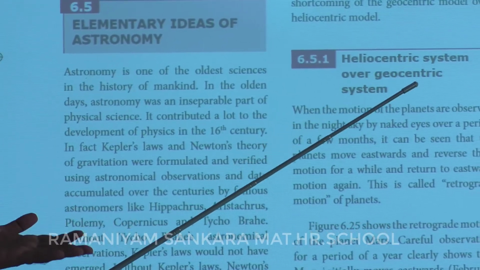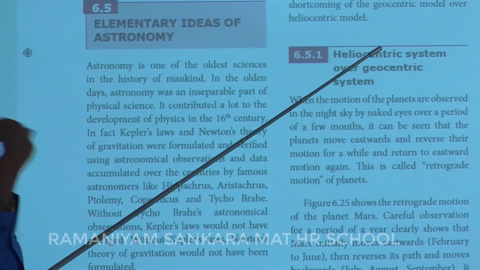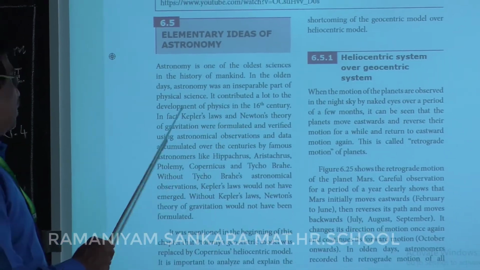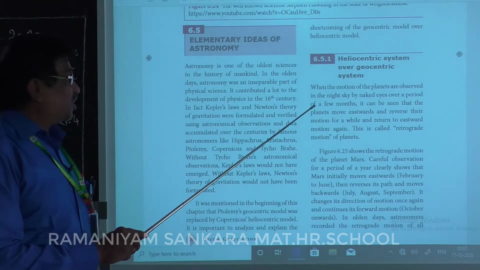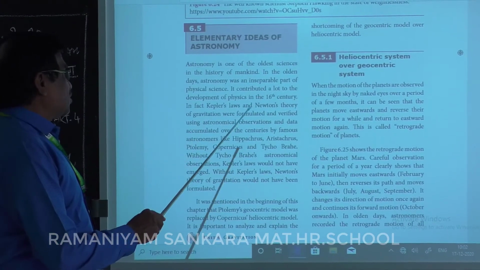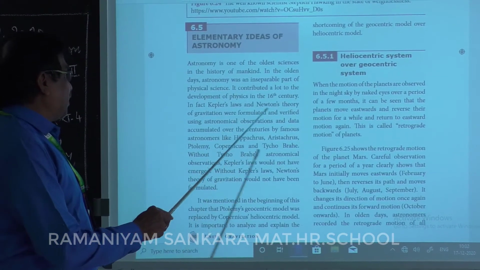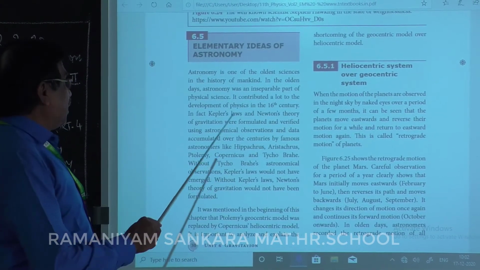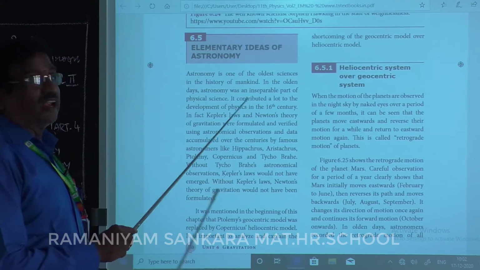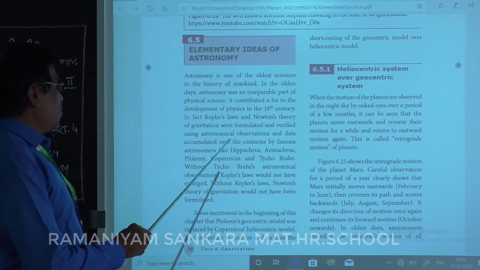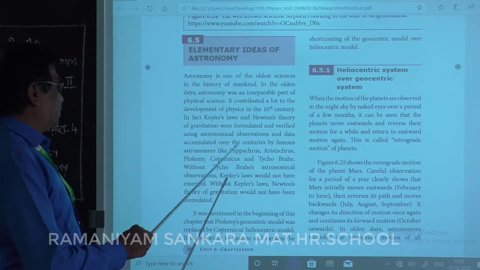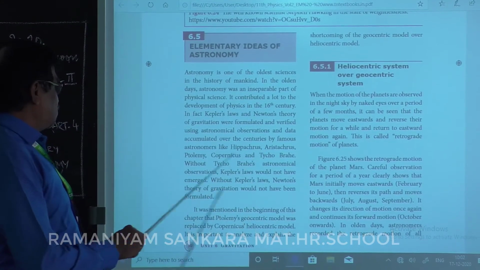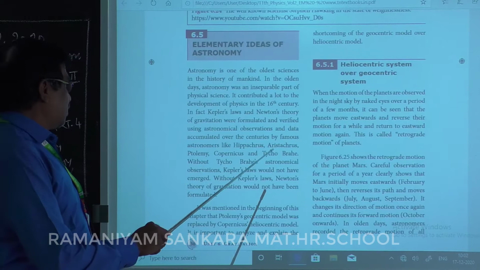You know what is physical science? Physics and chemistry are called physical science. And it contributed a lot to the development of physics in the 16th century. In fact, Kepler's laws and Newton's theory of gravitation were formulated and verified using astronomical observation and data accumulated over the centuries by famous astronomers like Hipparchus, Aristotle, Ptolemy, Copernicus, Tycho Brahe.